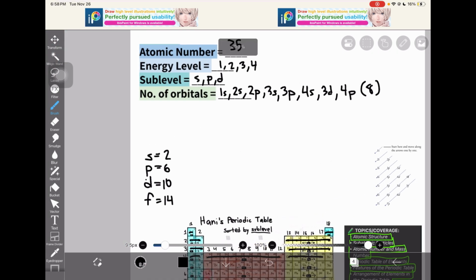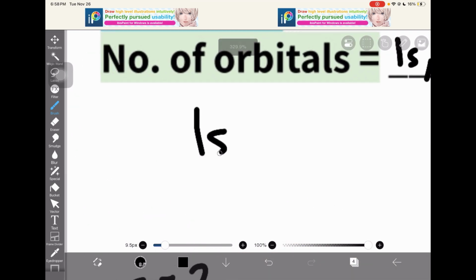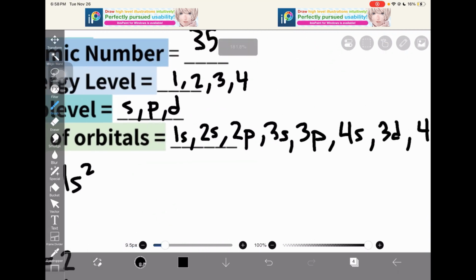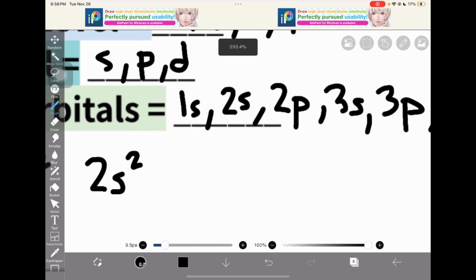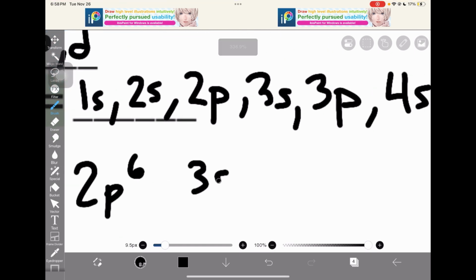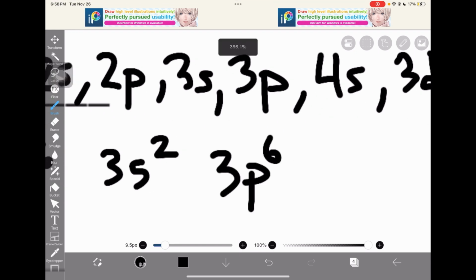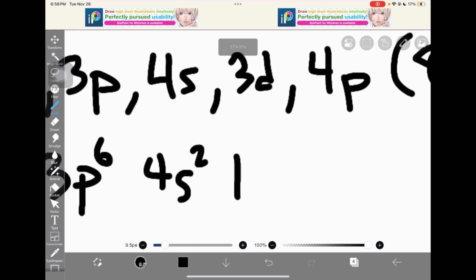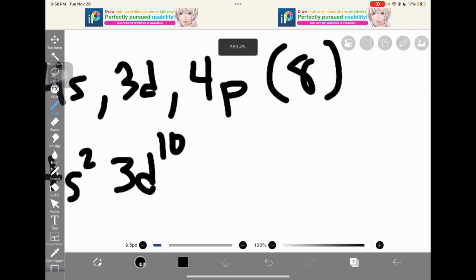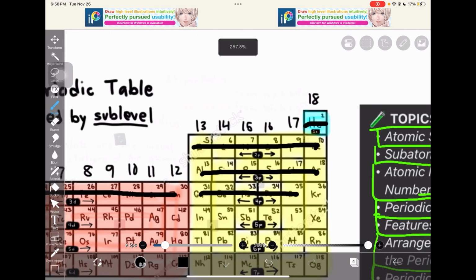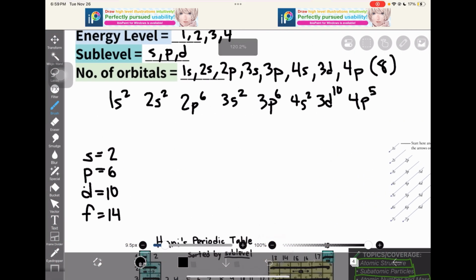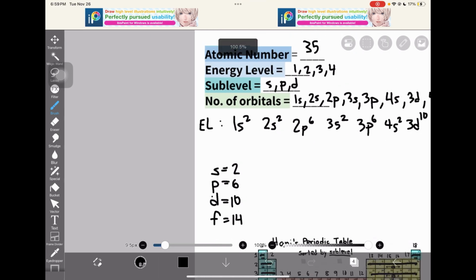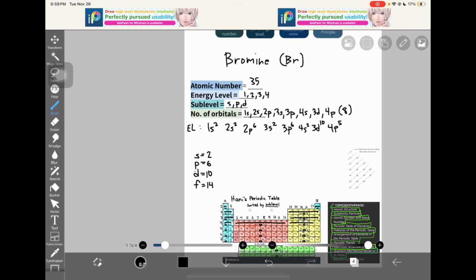Now, let's try to list it down our traditional way. So it's going to be 1s2. Remember, just give the maximum number per orbital up until the last one. So 1s2, 2s2, 2p6, 3s2, 3p6, 4s2, 3d10, and 4p. Let's count how many elements we have to pass through. 1, 2, 3, 4, 5. So 5.